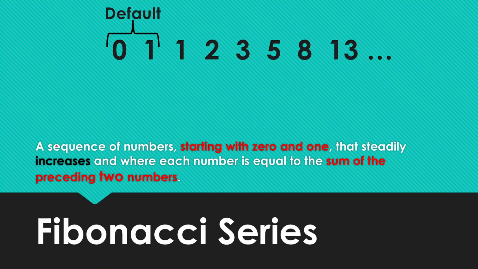By definition, it is a sequence of numbers that begin with a 0 and a 1. Thereafter, it increases steadily, where each number is equal to the sum of the preceding two numbers. So here's an example that I have. Here we have the starting point, the beginning, which is by default the 0 and the 1.